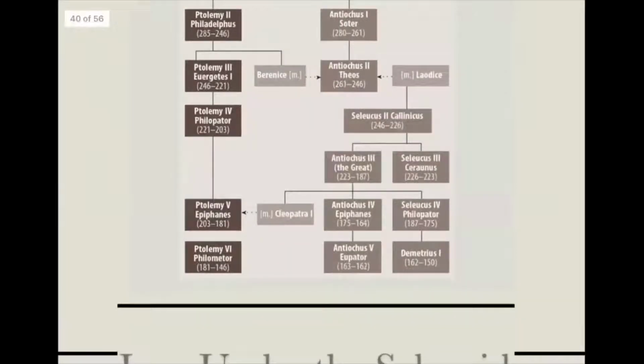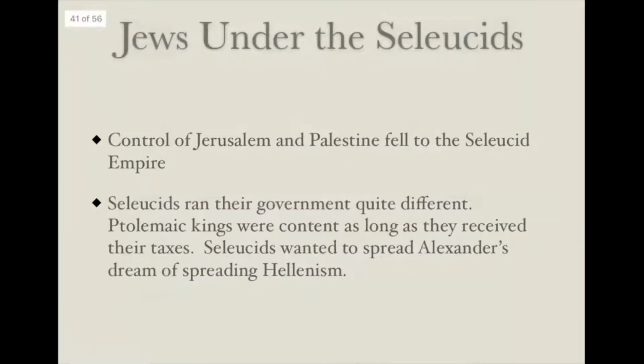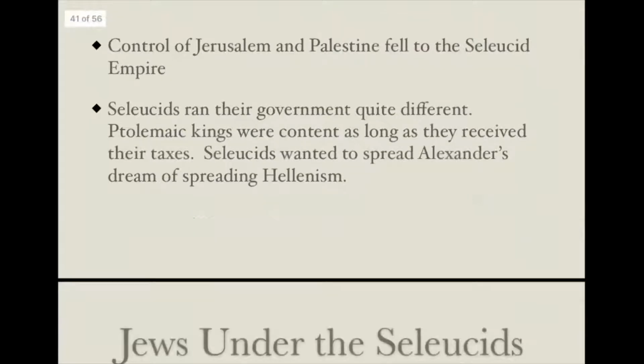Okay, Jews under the Seleucids. Again, the control of Jerusalem and Palestine fell to the Seleucid Empire. Seleucids ran their government quite differently. The Ptolemaic kings were content as long as they received their taxes. The Seleucids, especially Antiochus, wanted to spread Alexander's dream of spreading Hellenism.